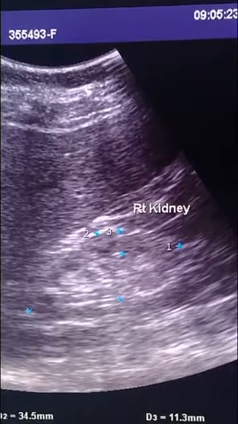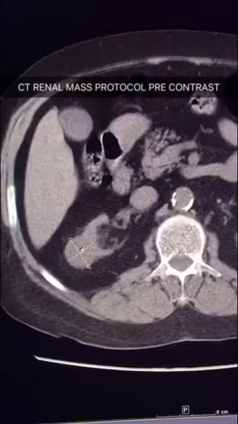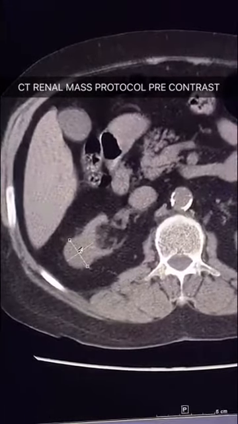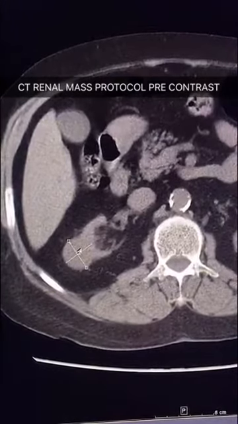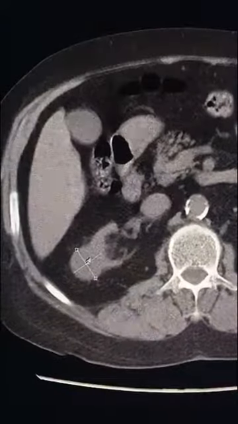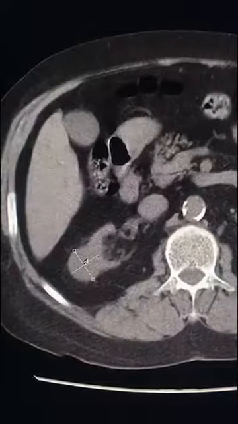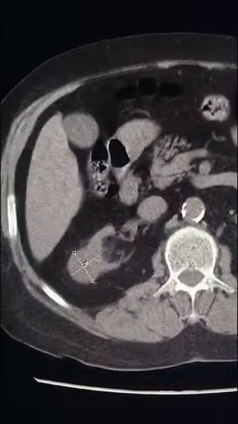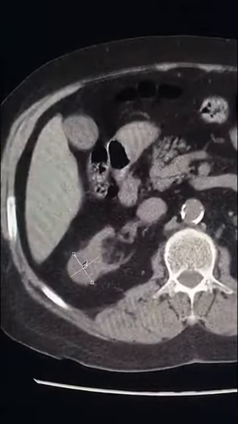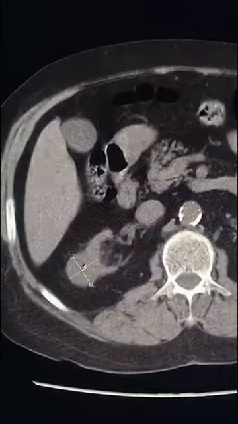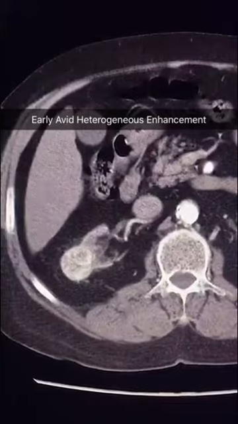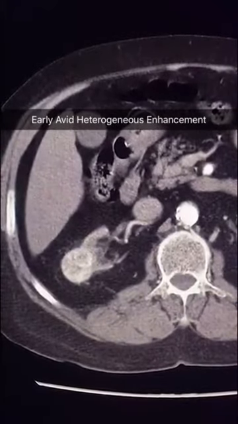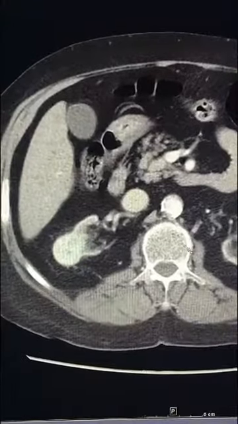CT renal mass protocol was performed, and this demonstrated the lesion. The maximum diameter is 2.7 centimeters. Pre-contrast study, it is a well-defined round, almost isodense lesion to the renal parenchyma arising from the interpolar aspect of the right kidney. The arterial phase demonstrates early, avid heterogeneous enhancement. The portovenous phase still demonstrates heterogeneous enhancement.